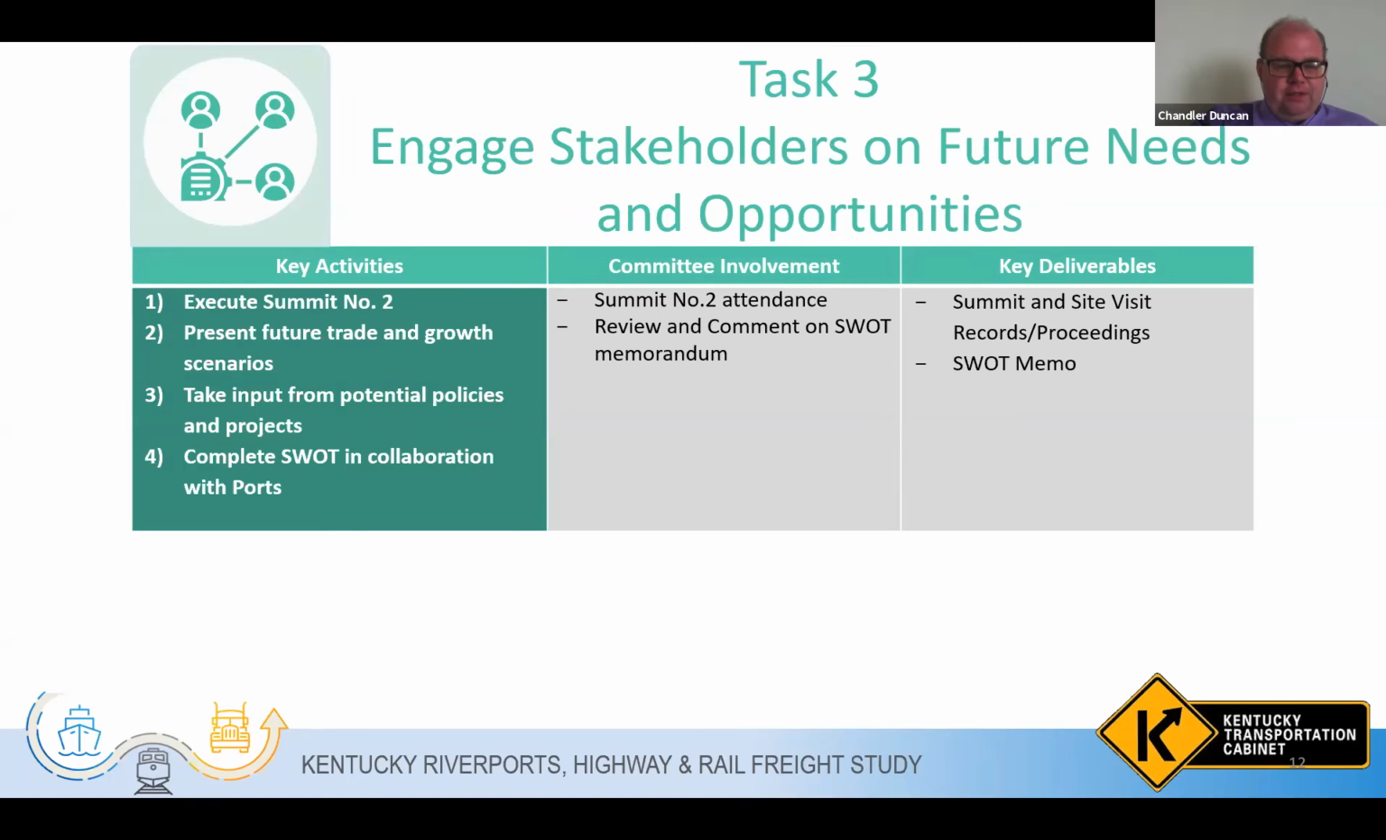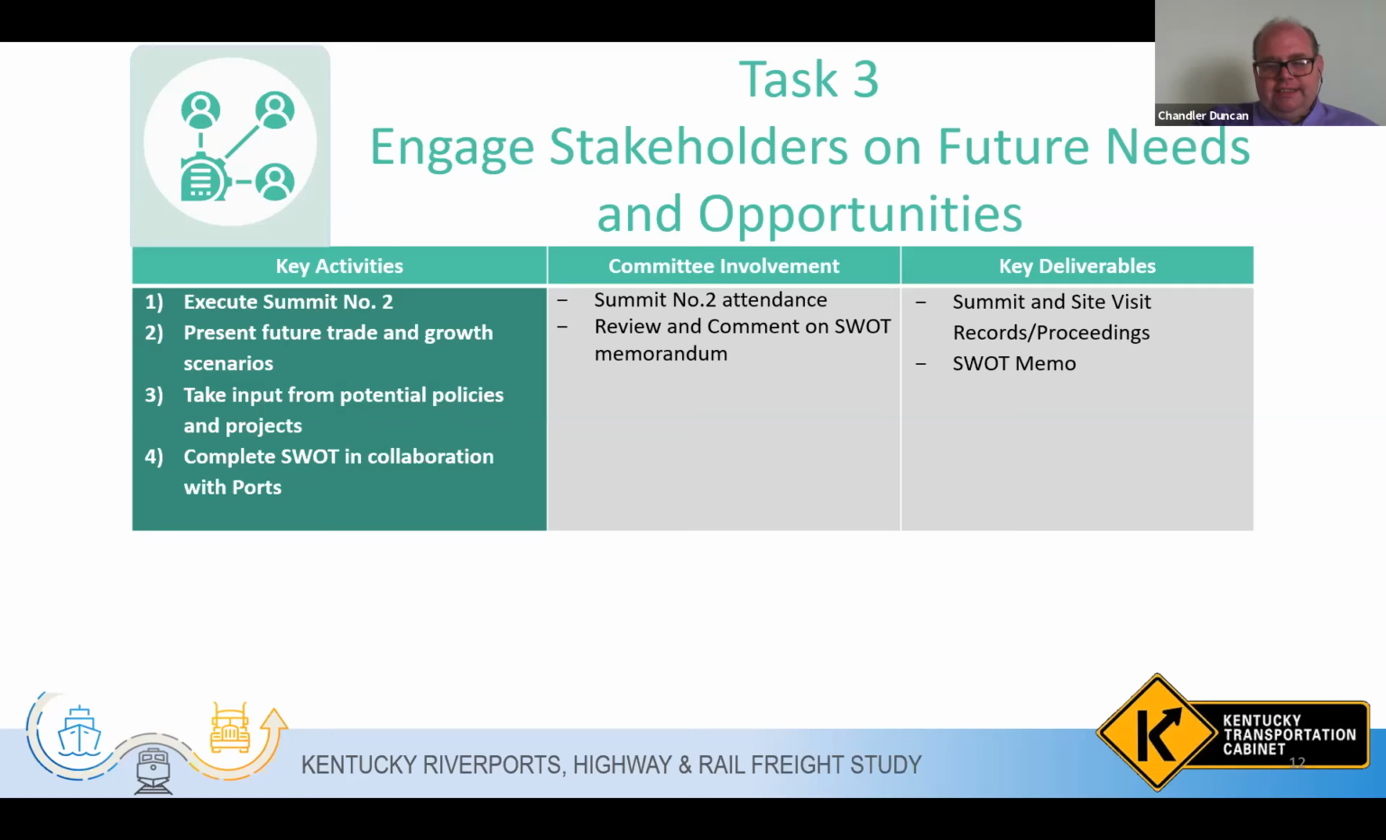And the next slide takes us right to where we are today, which is we're engaging again on the future needs and opportunities. And again, this summit is part of a larger body of activity that will be occurring throughout the spring and into the summer, even, where we start really looking at what does all this mean for your port, what does it mean for your community, and how does it formulate itself into a really meaningful investment package.